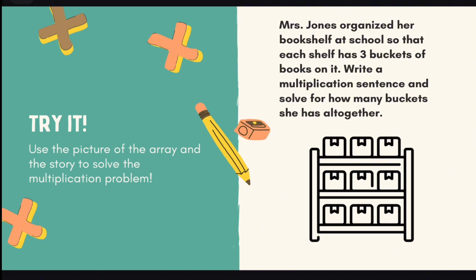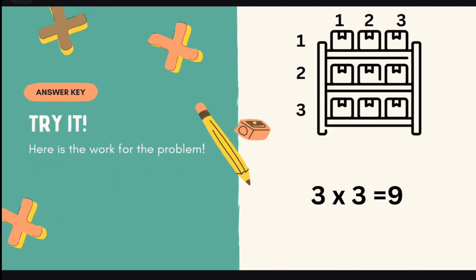Okay, if you're not done, pause the video and then you can click play whenever you've solved. But if you are ready, let's figure out the answer. So for this one, the answer would have been 3 rows with 3 buckets on each row. So that's 3 groups of 3, 3 rows of 3, 3 shelves of 3, 3 times 3. And if I count those buckets on the bookshelf, I get 1, 2, 3, 4, 5, 6, 7, 8, 9. So you should have written 3 times 3 equals 9 for that multiplication problem.